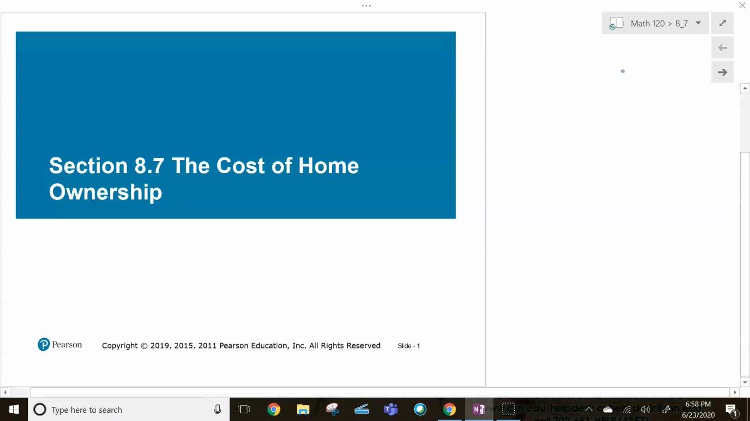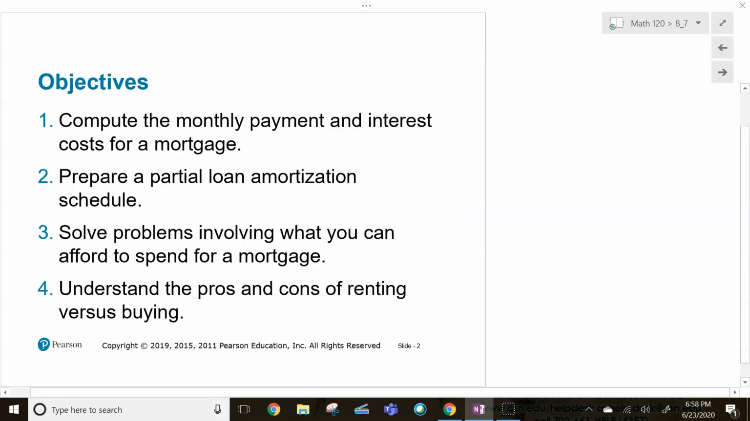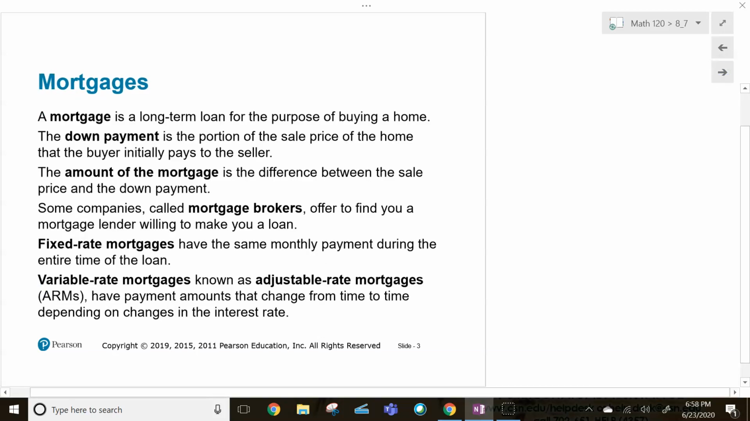We're going to talk about the cost of home ownership today, compute monthly payments, interest costs for a mortgage, all that stuff. So let's start out with a little bit of vocabulary. A mortgage is just a long-term loan for buying a home. Down payment's how much you put down on the home. For a traditional loan, it's typically at least 20%, but there are loans for other amounts.